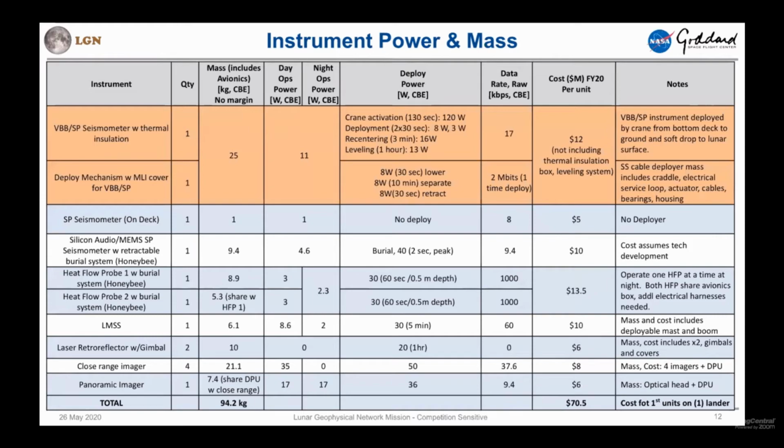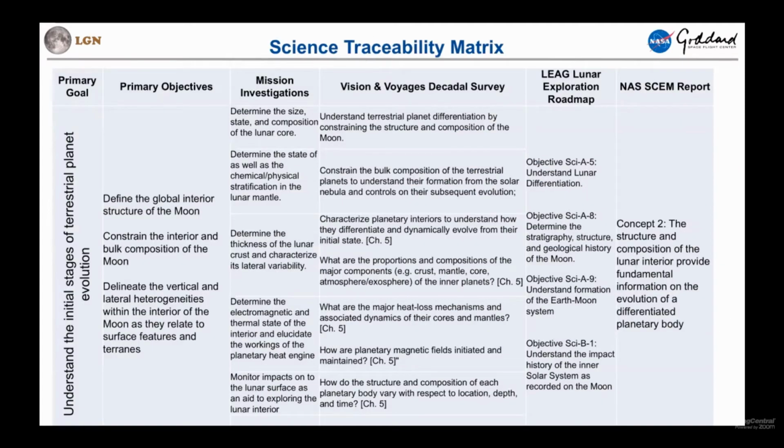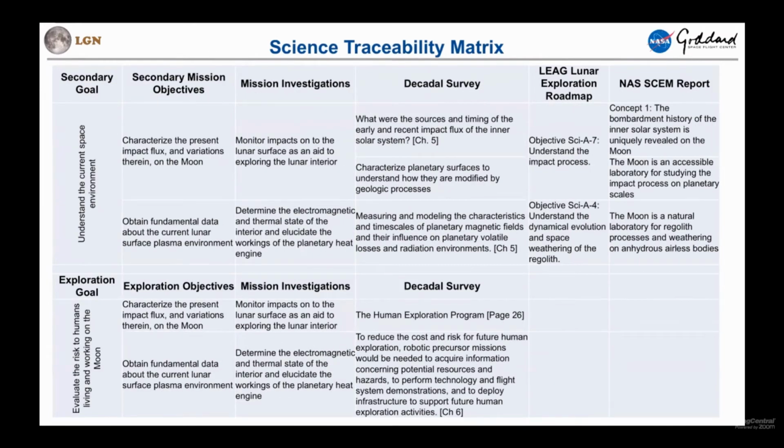Science traceability matrix, and you can see here, I just put this up to show that for our primary goal and our primary objectives, we have traceability to the current decadal, the LEAG Lunar Exploration Roadmap, the NASA Scientific Context for Exploration of the Moon report, and because I ran out of room, the Advancing Science of the Moon report from LEAG, which was again looking at what progress had been made for the SCEM report. This also relates to our secondary science goals. Again, we've got traceability there. And then the exploration goal, we have traceability to the current decadal survey.